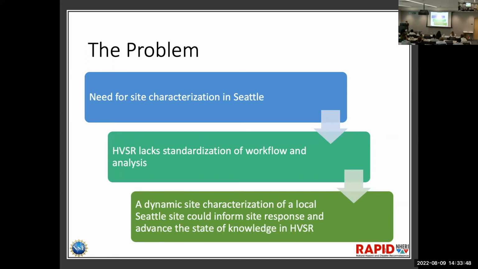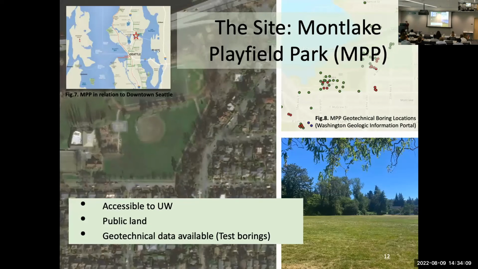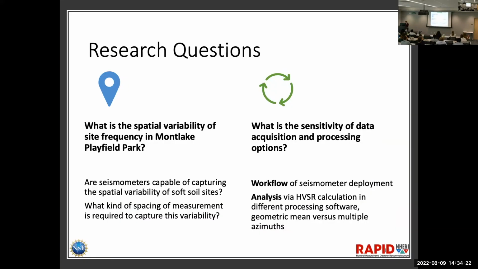So as seen, we need to characterize these sites in Seattle to understand site-specific seismic hazards. HVSR provides a useful tool, especially in this region, for doing so, but it lacks a standardization of workflow and analysis. So this study seeks to perform a site characterization of a local site in Seattle to advance the knowledge of HVSR practices. The site that I've been working on this summer is Montlake Park. We've been working here because it's accessible to UW, it's public land, and it has previous geotech data that we could compare our findings with.